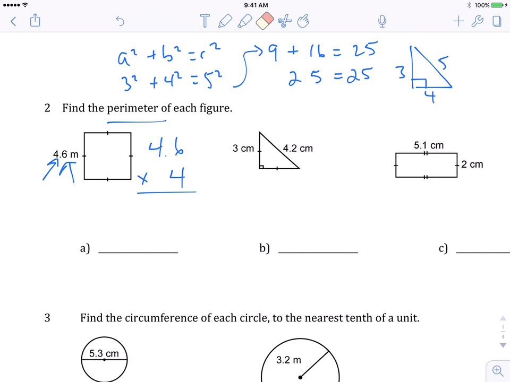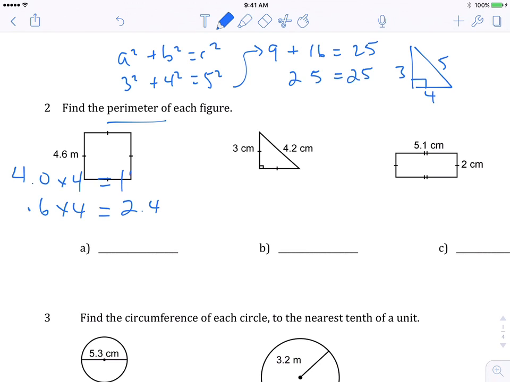So I want to show you a quick way of doing this with mental math instead of doing it the long way. So we're going to split 4.6 up into 4.0 and 0.6. We're going to multiply that by 4 and multiply that by 4. 4 times 6 is 24, but 0.6 times 4 is 2.4. And 4 times 4 is 16. So 16 plus 2.4 is 18.4, and it's meters. Okay? That's the easy way of doing that mental math.